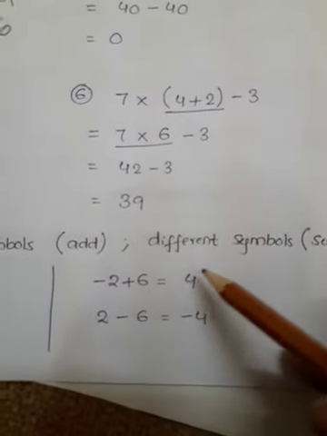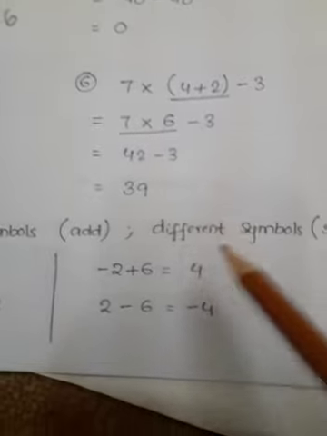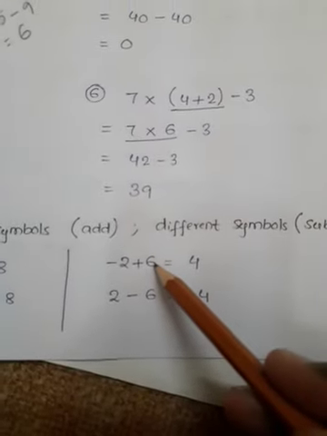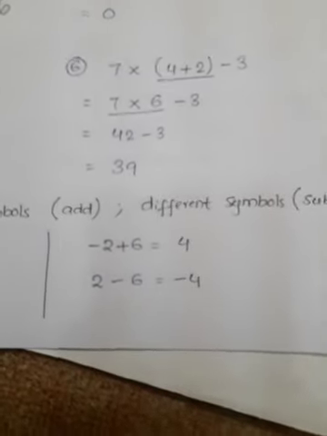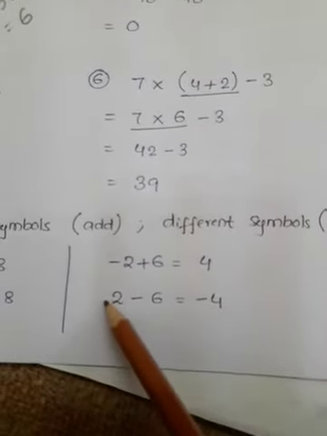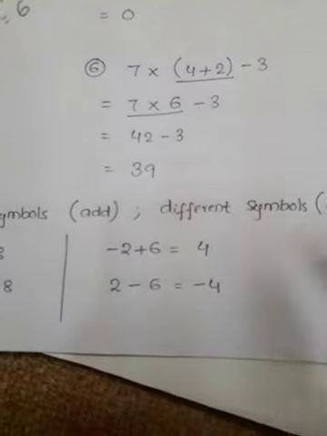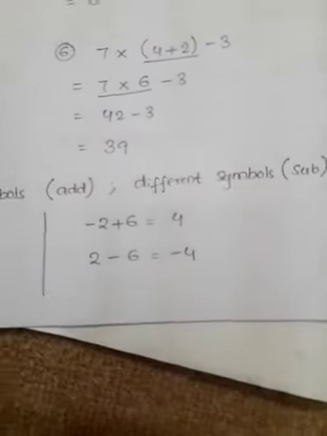So different symbols subtract, but whenever you subtract, after subtraction you have to check which is the big number. So 6 is the big number. Before 6 is a positive symbol, so positive no need to write, but negative you should write. Again here 2, before 2 nothing means what? Plus and minus, so different symbols we have to subtract. So 6 minus 2 is minus 4.